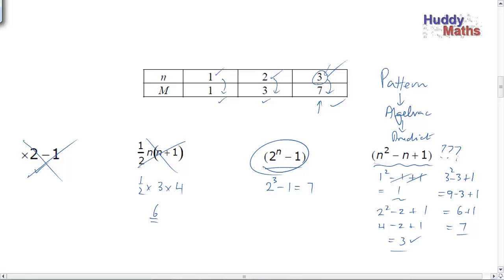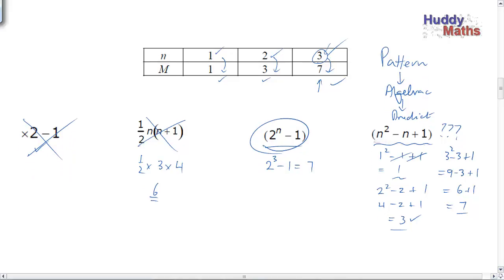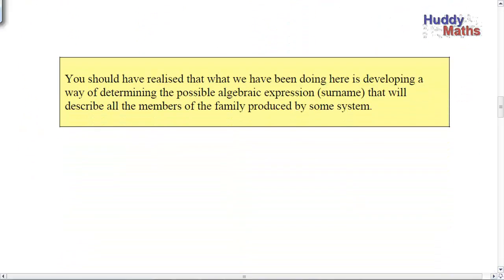Okay, so do you get the range of things we're trying to do to see a pattern and describe it and then predict? Come down and let's have a look. What have we been doing? Here we are. You should have realised that what we've been doing here is developing a way of determining the possible algebraic expression, or surname, if you go back to the old family's introduction to algebra, that will describe all the members. And we have to check it out for all the examples we use. And even then, we can't be sure that it will keep going.